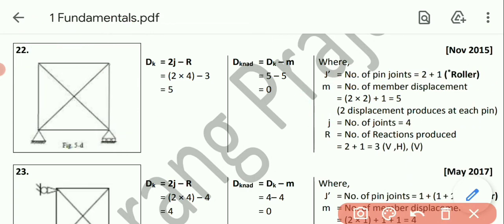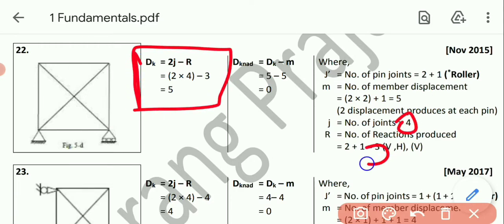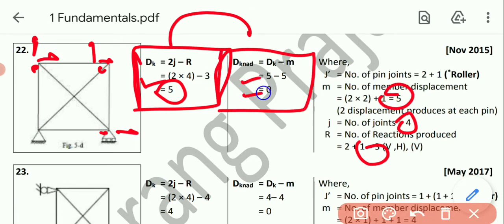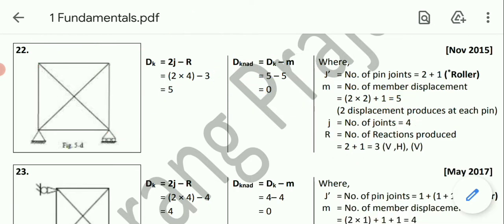Clear? So Dk equals 2j minus r: joint 4, r is 3, 2 times 4 minus 3, 8 minus 3, the answer comes 5. This 5 will be this one, over here this one, and over here this one. Finally Dk none should be 0: Dk minus m, m is 5, so 5 minus 5, answer comes 0.